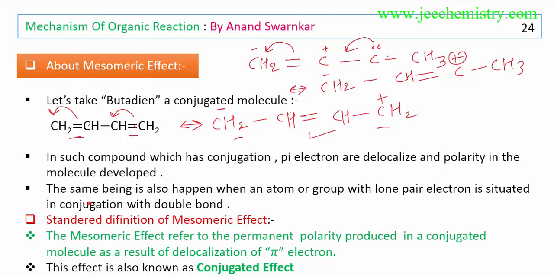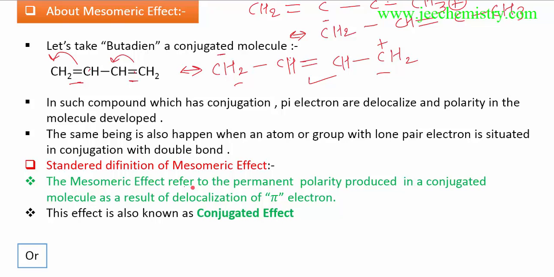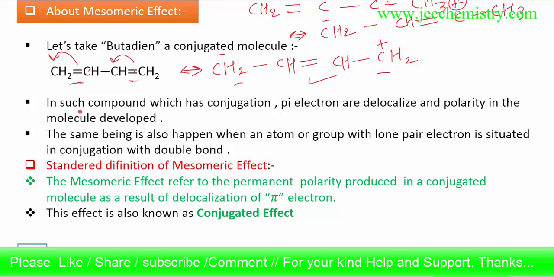In this way we can define the mesomeric effect. Definition of mesomeric effect: mesomeric effect refers to the permanent polarity produced in a conjugated molecule as a result of delocalization of pi electrons. Means by delocalization of the pi electrons, polarity is produced in the molecule, and it is a permanent effect. This is also known as the conjugation effect because it happens in conjugated molecules.